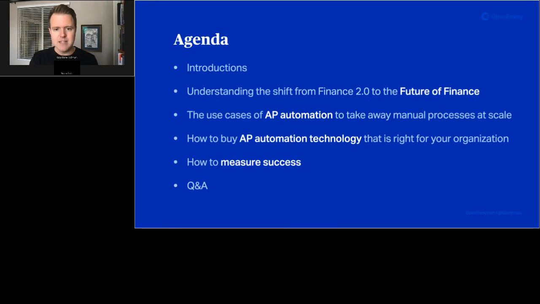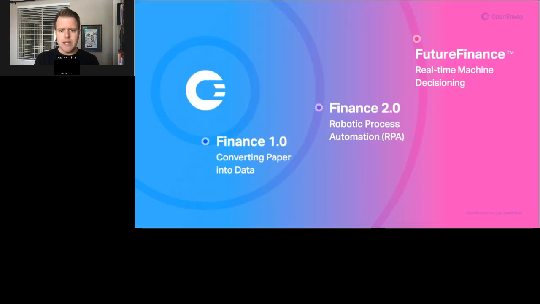So with that, a quick overview of the agenda. We're starting out with understanding the different eras of financial software, which is really important to have a grasp of and context around, going into what AP automation really means, and then eventually how to figure out the technology that's right for your organization, and also how to measure that technology to ensure that you're getting the most out of your purchase, out of your dollars. And as Naomi mentioned, feel free to ask questions the entire time. We're happy to answer those as they come in.